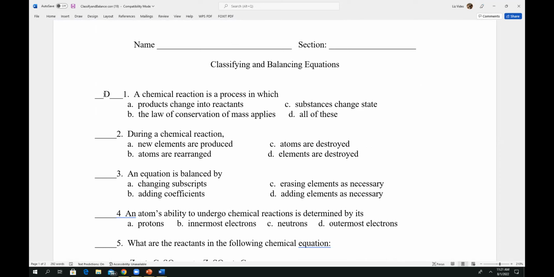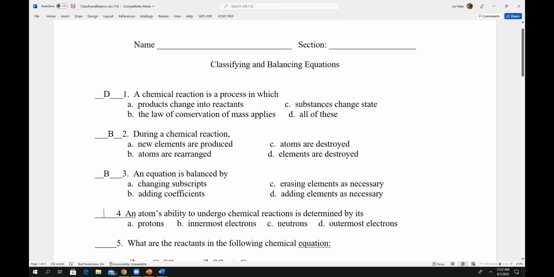During a chemical reaction, what happens? New elements are produced? No, no elements. Atoms are rearranged? That sounds right. Destroyed or created? No, because the law of conservation of mass says that nothing is created or destroyed, only rearranged. And there you go. An equation is balanced by doing what? Remember, I told you, you cannot change the subscripts. You can only add coefficients. So the answer is B. You can never, ever erase elements because you're playing God there, or change subscripts. You're creating a compound that didn't exist to begin with in the equation. So no, you can't do that.